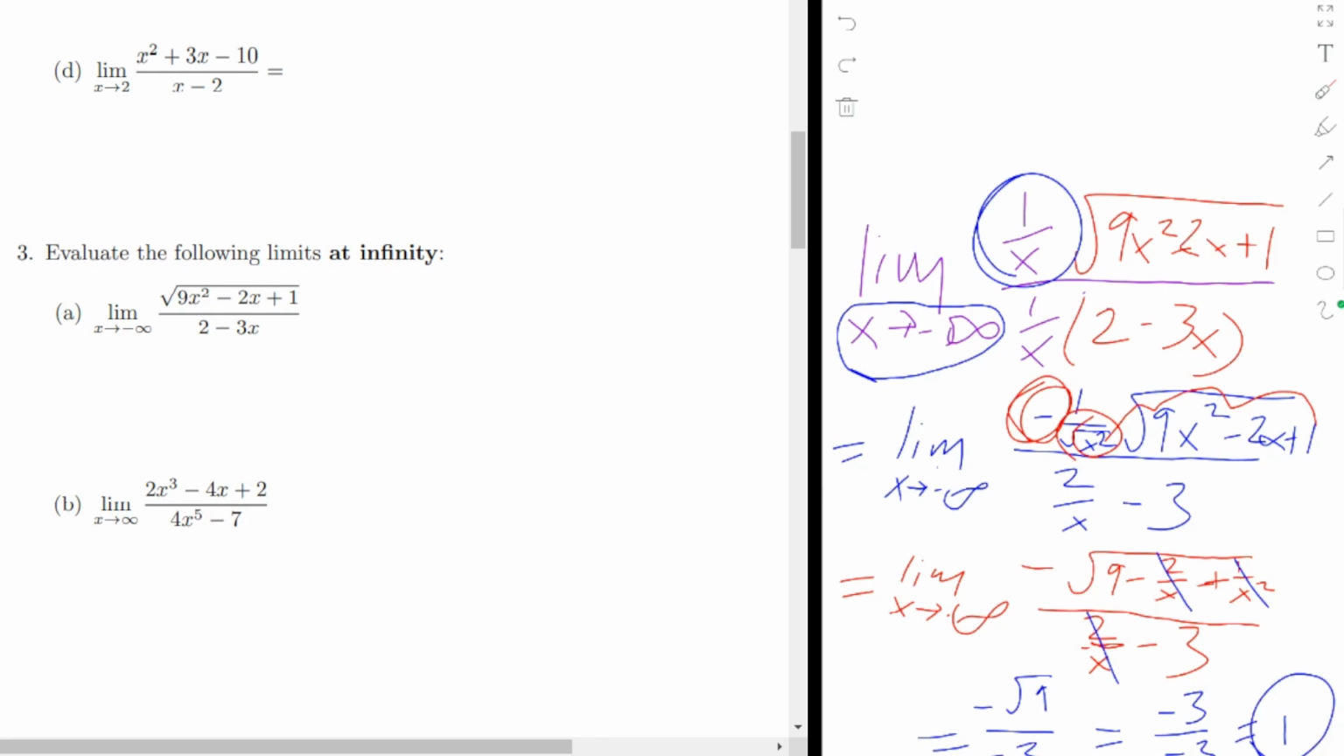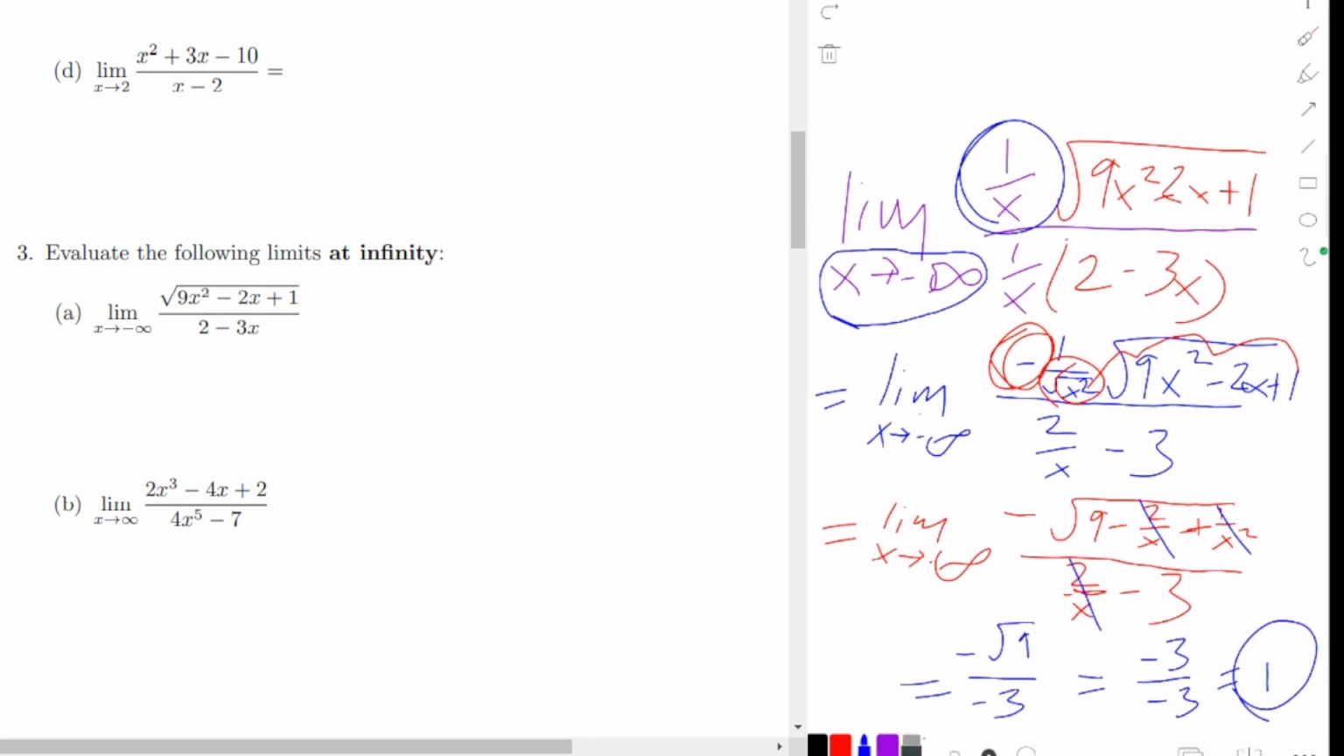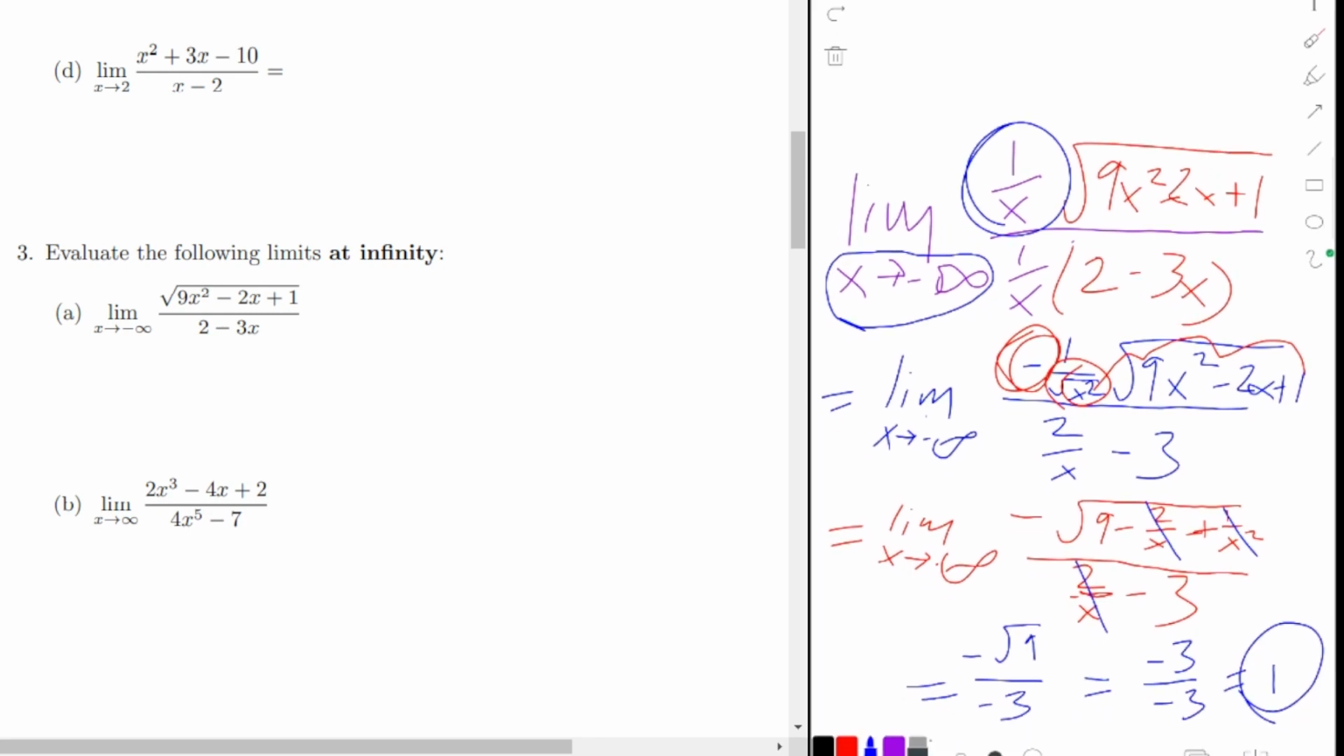Aha! I knew I shouldn't have moved it down. All right. So, that is how you would do this first limit. Okay. I would pause here if you have any questions. And I'm going to erase.